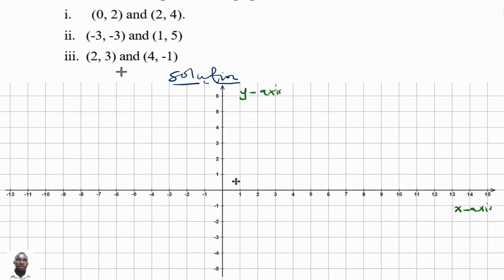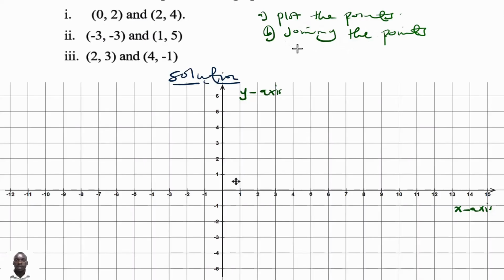Then for Roman number 1, we need to draw the line passing through these 2 points, and the steps we are going to follow first. We are going to first plot the points. That's why I'm saying plot the points. After plotting the points, we are going to join the plotted points. So part B, we are going to join the points using a ruler. And then we shall have come up with a straight line passing through those plotted points.